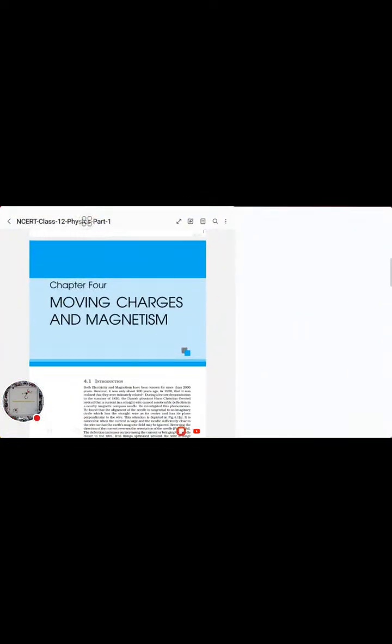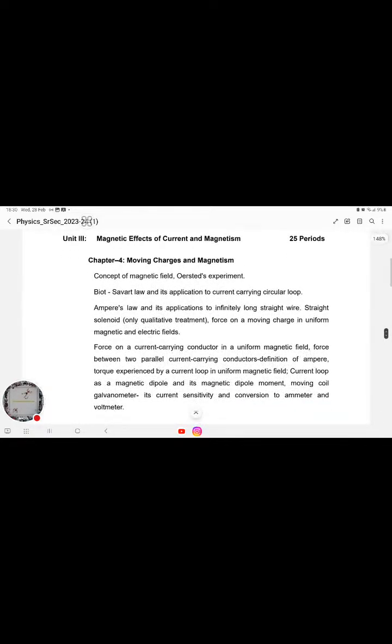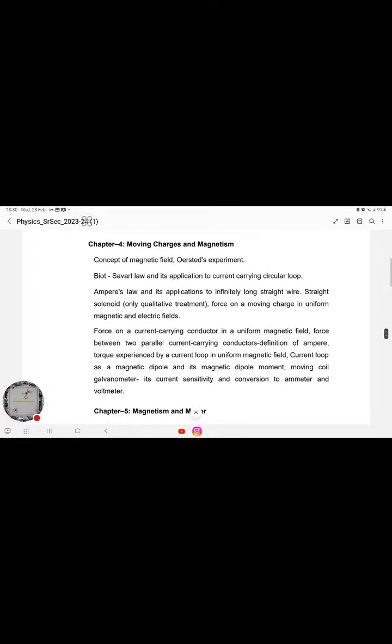So before that, we'll have to see the portions that are prescribed by CBSE. So let me just check it once. Moving charges and magnetism. First of all, we'll see the concept of magnetic field and Oersted experiment. And then we'll talk about Biot-Savart's law and its applications to any current carrying loop.